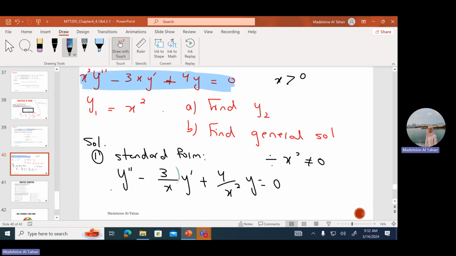What we care about is the coefficient of y prime. This one, it will be what, miss? Minus 3 over x. Okay, everything including the negative. Do we have any questions so far, miss? Please write it down and think about the next step. Put it in the formulas.